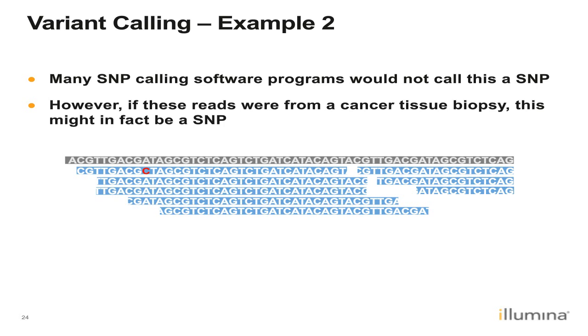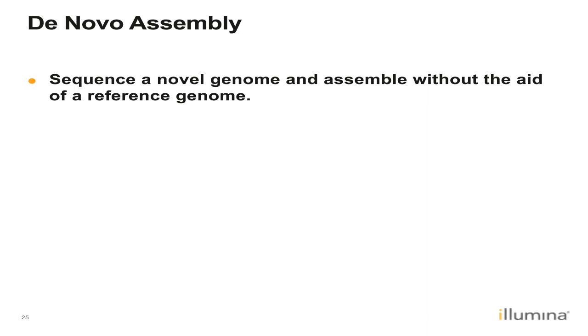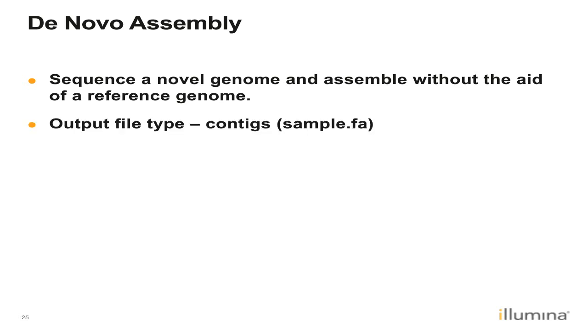Okay, so let's now switch gears. Let's talk about de novo assembly. So now we're talking about a completely different application from resequencing, and a little less common, of course, too. But what is the goal here? We are going to sequence a novel genome and assemble it without the aid of any reference genomes. You can have an assisted de novo, but typically when we talk about de novo assembly, we're referring to not having anything or any idea as to what the sequence would be. So now your output file types, you're going to get contigs, so they're going to be FASTA files. So you're going to get your sample name .fa as your output.